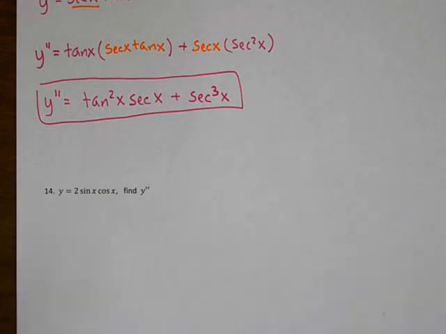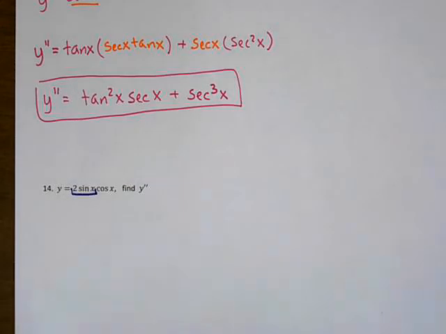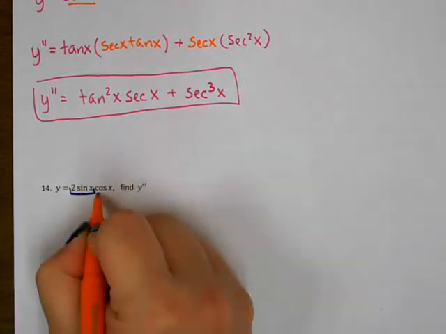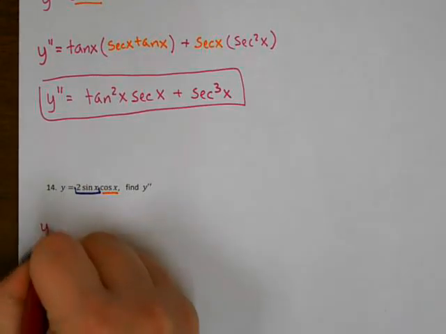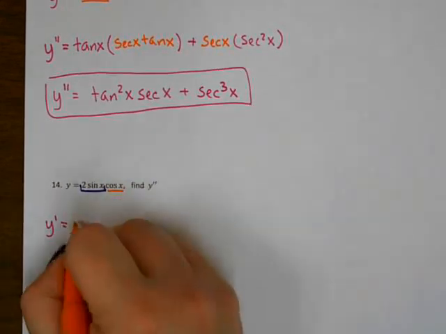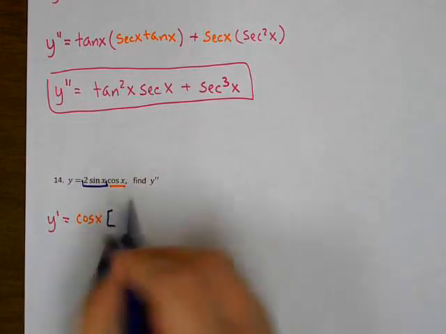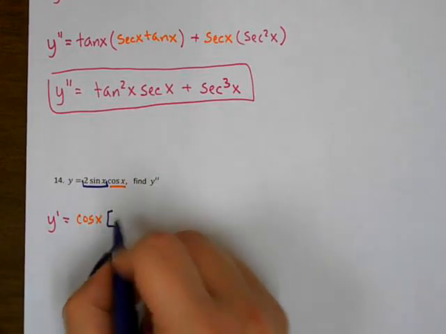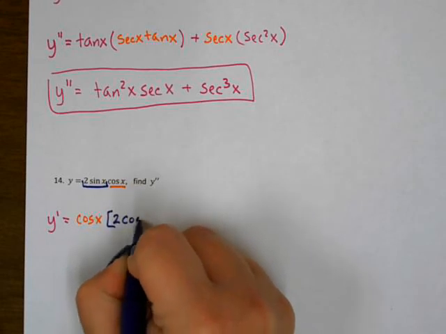So let's see here. y equals 2 sine x times cosine x. The first thing I'm going to do is call this 2 sine x my first function, and I'm going to call this cosine x my second function. So when I start to take my first derivative, I'm going to leave the second one alone. So I'm just going to bring down cosine of x. And now I want to do the derivative of 2 sine x. Well, I know the derivative of 2 sine x is 2 cosine x.